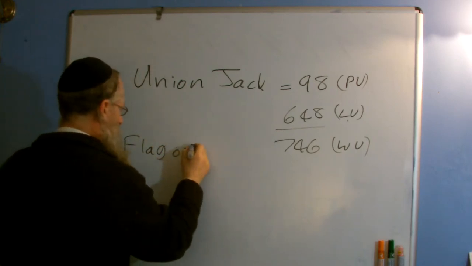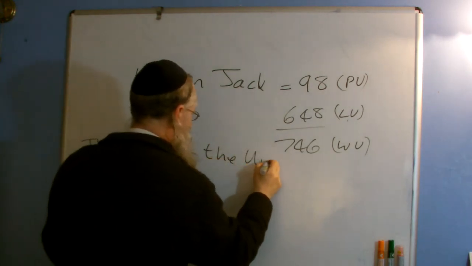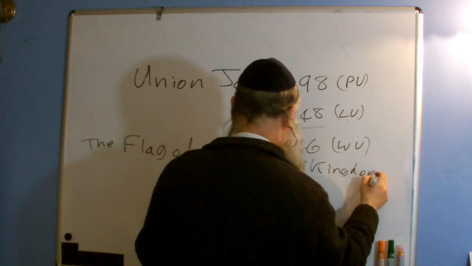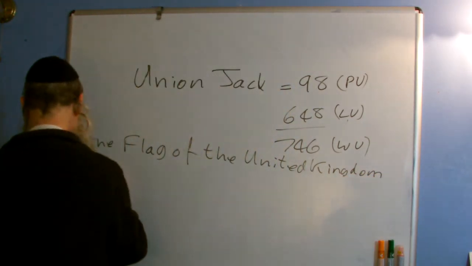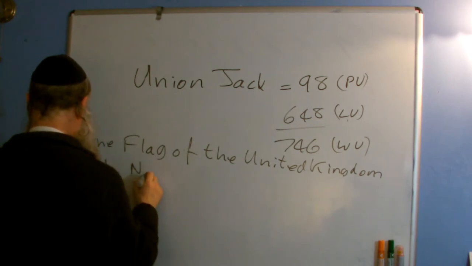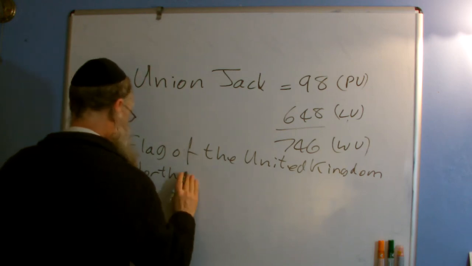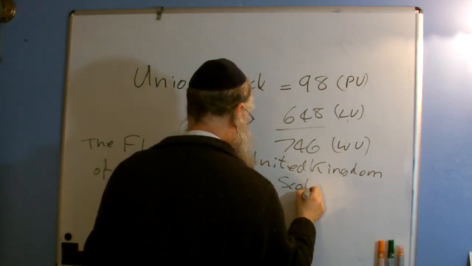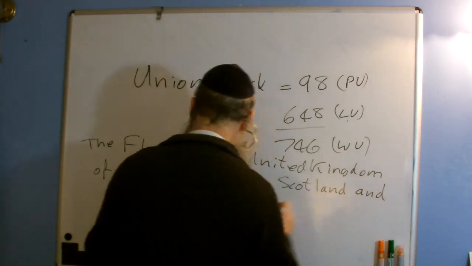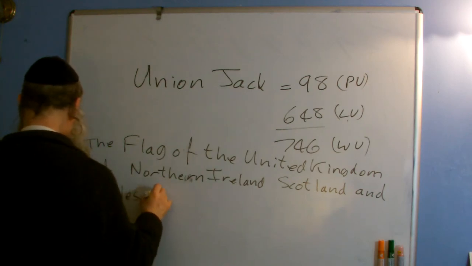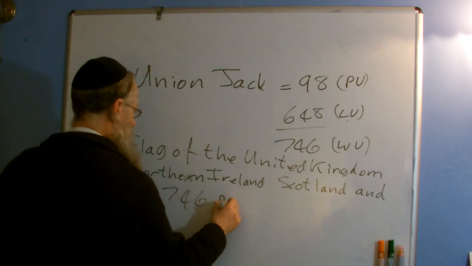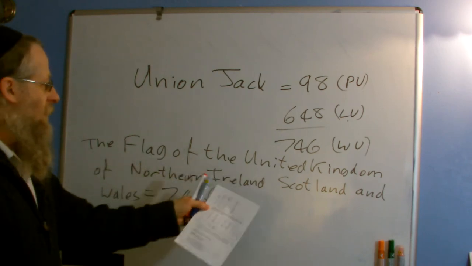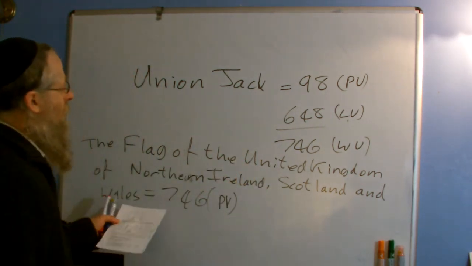The flag of the United Kingdom of Northern Ireland, Scotland, and Wales equals 746 placement value. We have the flag of the United Kingdom of Northern Ireland, Scotland and Wales all equals the same as the Union Jack.